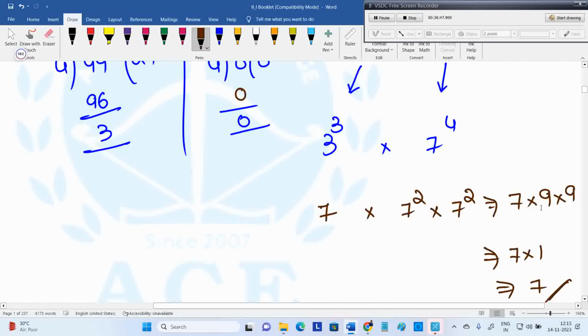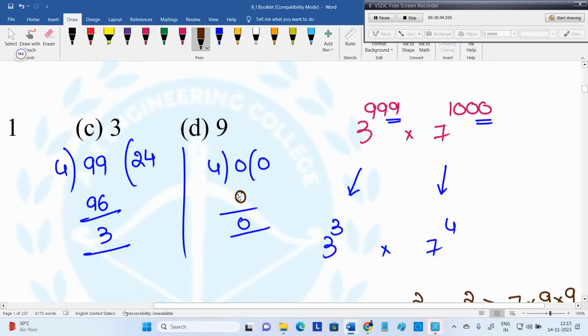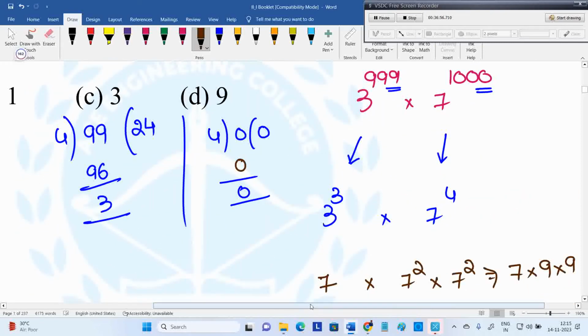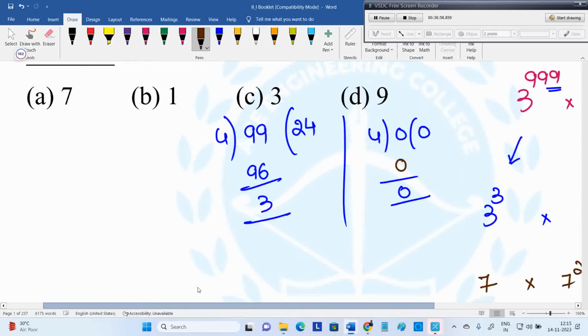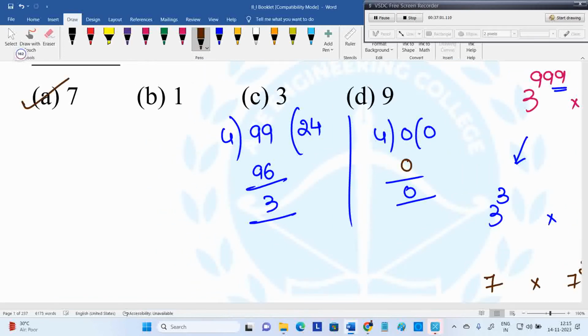7 square is 49, units place 9. 9 into 9, 81, units place 1. We got 7 into 1, 7 was the answer. You can check it out. Okay, you have option A, 7.